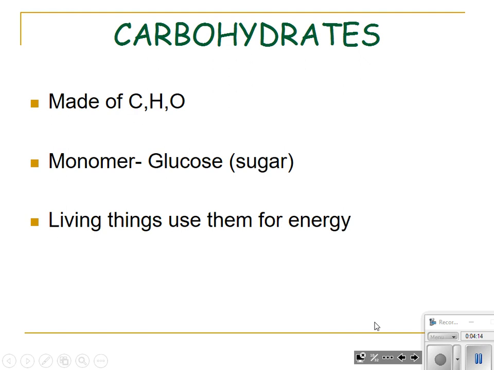Living things use carbohydrates for energy. I remember when I coached football, we would like for our athletes to eat a high carbohydrate diet the day before a game. That way they would have a lot of energy for the game. So carbohydrates are used for energy.